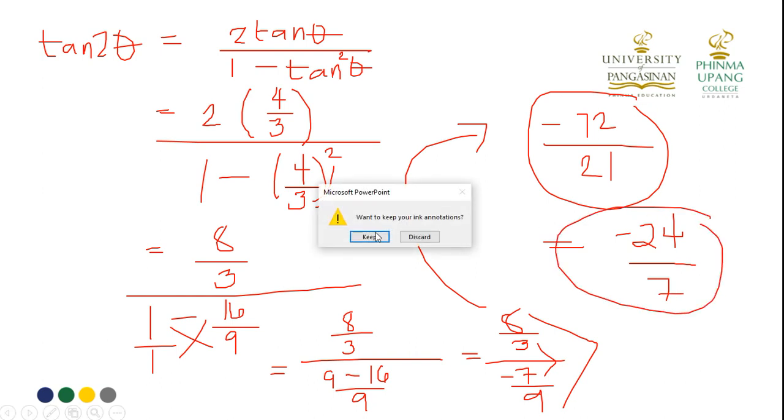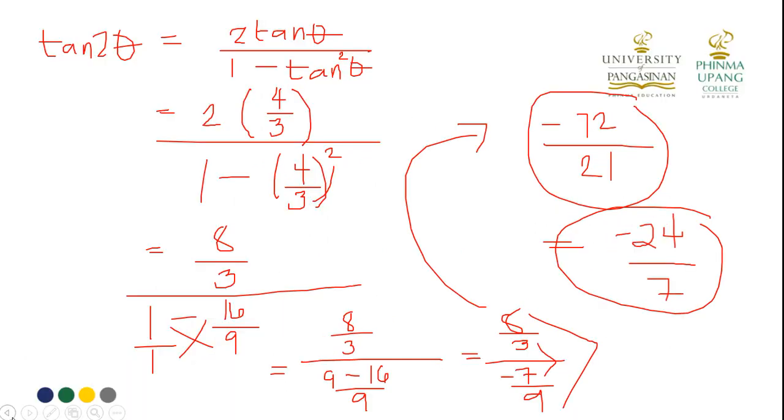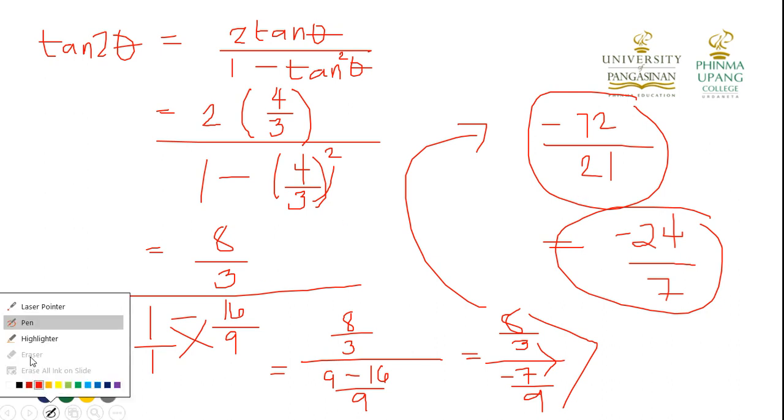So try natin siyang i-direct ulit. Tingnan natin kung tama. Direct natin to 2 times 4 all over 3. Gayahin natin kung ano yung pagkakasulat niya dito. And 1 minus open fraction 4 and 3, tapos close natin square. So as you can see, my answer here in my calculator is negative 24 all over 7. Then here po sa ating final answer, nakabilog, is yung negative 24 all over 7 is the simplest form of negative 72 all over 21.